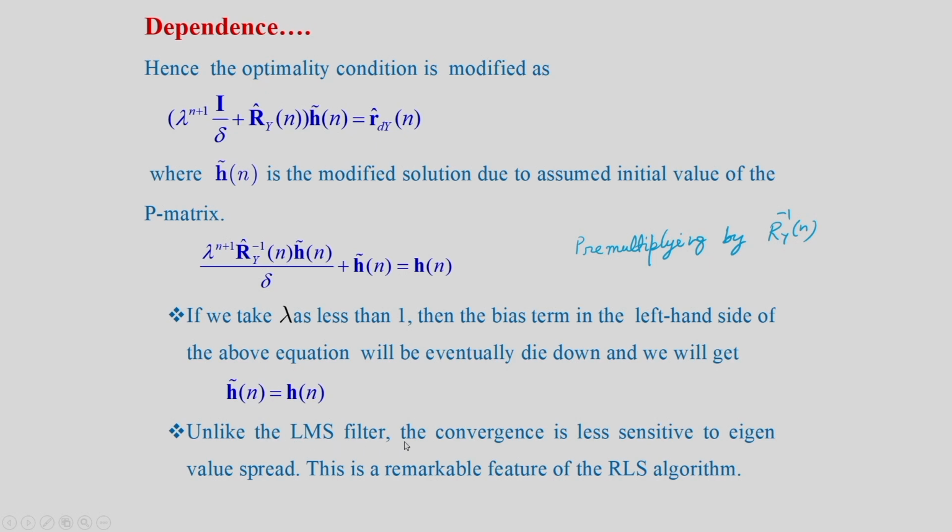Unlike the LMS filter, the convergence is less sensitive to eigenvalue spread. We will note one more thing: unlike the LMS filter, the convergence is less sensitive to eigenvalue spread. This can be shown, but we take this as a result. This is a remarkable feature of the RLS algorithm.